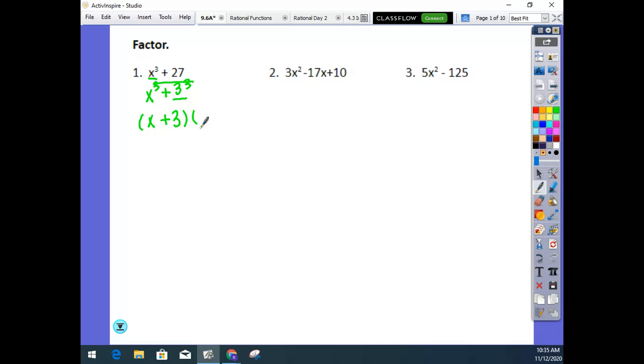That's your first parenthesis. We have 3 spots to fill in the second one. Square the first to get the first. Square the last to get the last. Multiply them together to get the middle. There's one minus sign, so if this is plus, it goes plus, minus, plus.